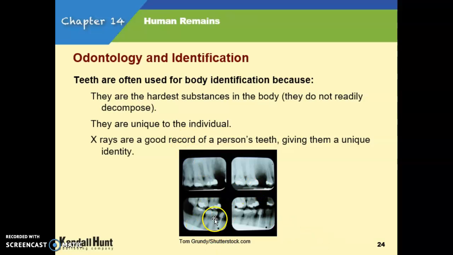And here you can see some examples. So if you saw this and you saw this, you could probably estimate these may be the same two people, right? Because we have a lot of the same features. You can see the very distinct dental work that has been done.